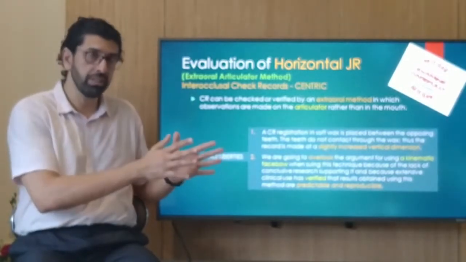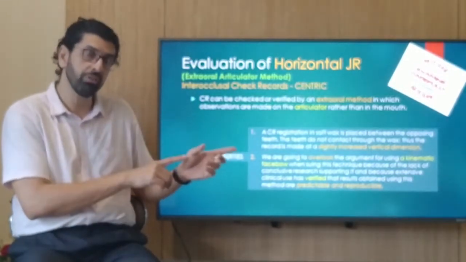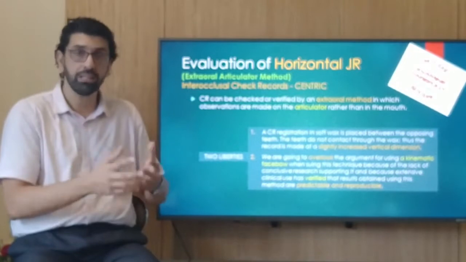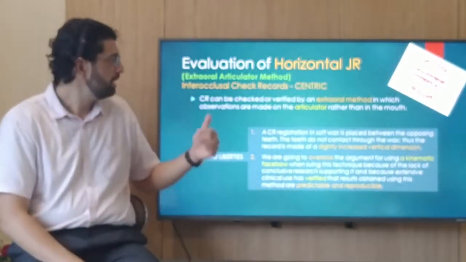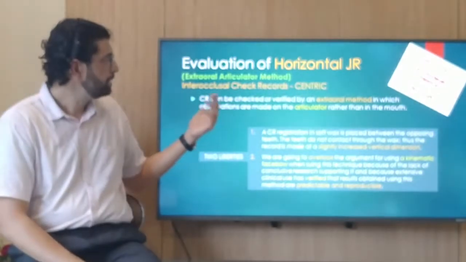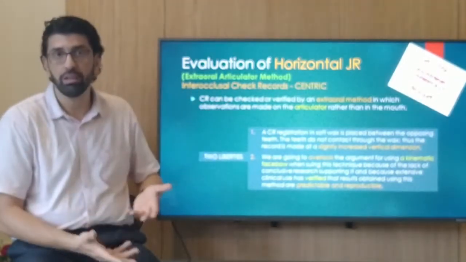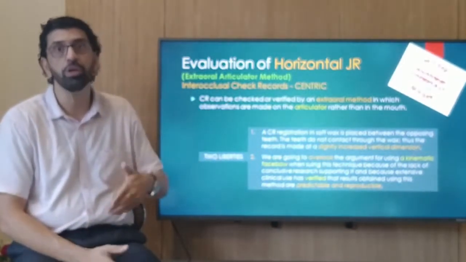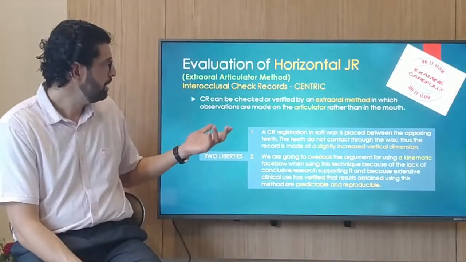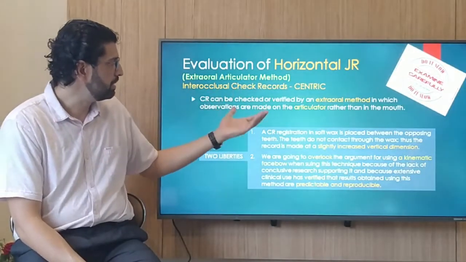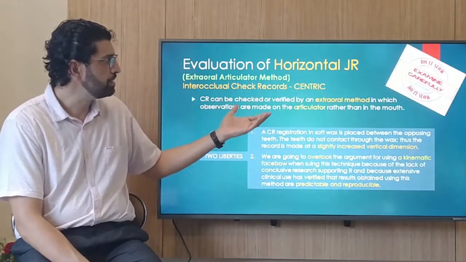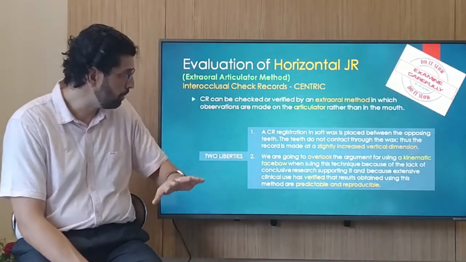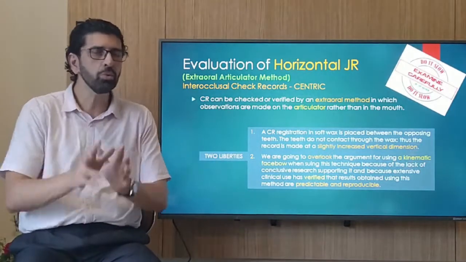But the first case, I told you, just take a record and check it if it is the same. Second case, if there is a problem, you're going to remove the teeth and do the posterior rebite. Here again, you're going to do a check record, and if it's okay, fine. If it's not okay, you're going to have to repeat the centralization. So again, the centralization is checked or verified by an external method, and observations are made on the articulator rather than in the mouth.